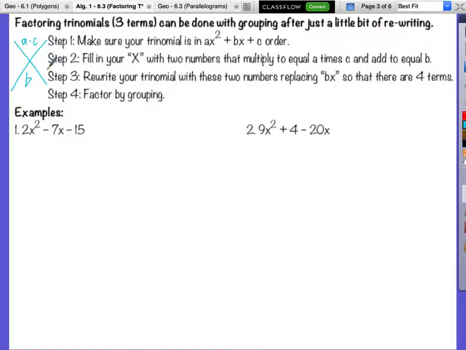So now, let's start off the same way we did with identifying our a, b, and c. So what's a, what's b, and what's c? A is 2, b is -7, and c is -15. So we're going to identify our A, B, and C, so we make sure it's in order, and we identify A, B, and C. That's step 1.